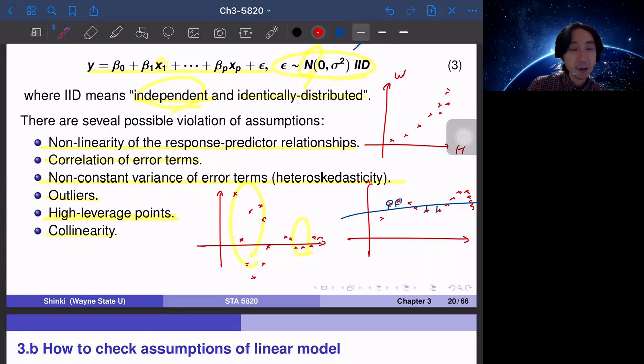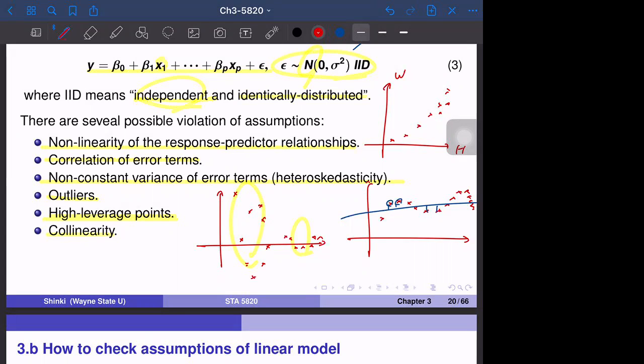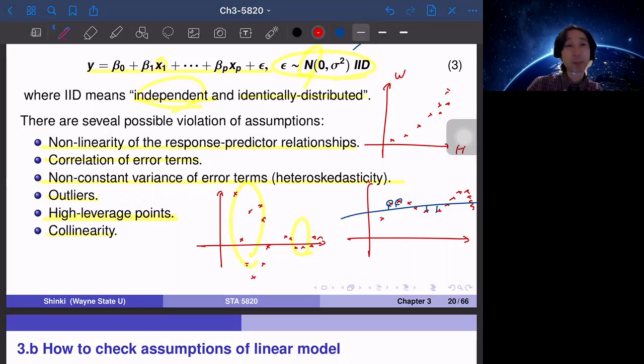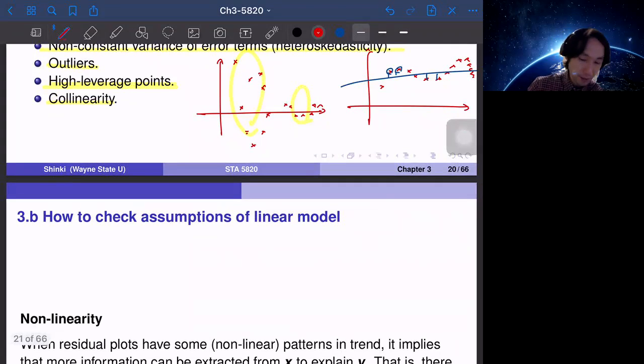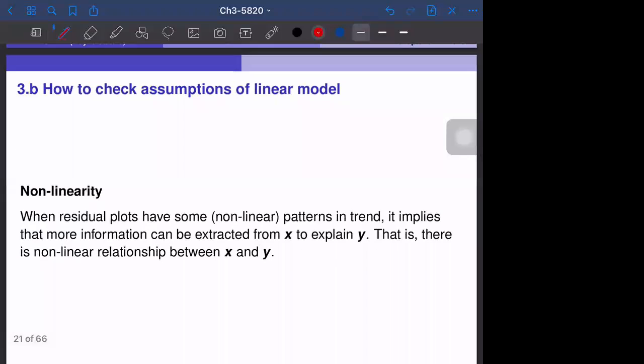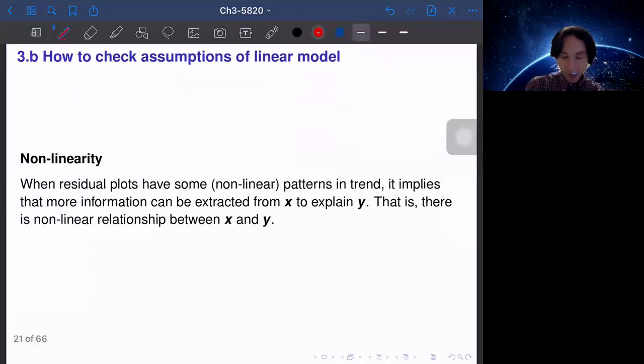Collinearity, how about collinearity? How many of you have heard of collinearity before? I have heard of that. Okay, great. I think that should be explained in any data-oriented courses if you studied linear regression. Yeah, collinearity is important. Sometimes we say multi-collinearity.